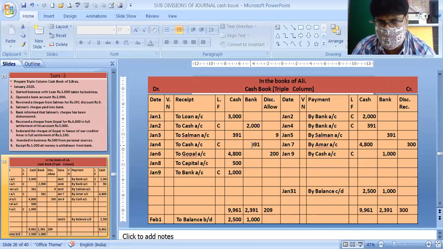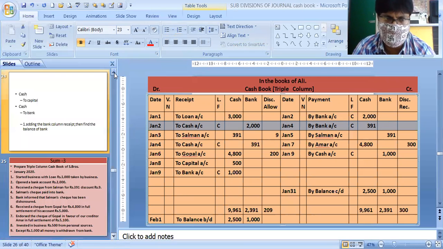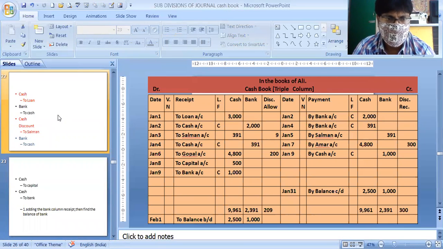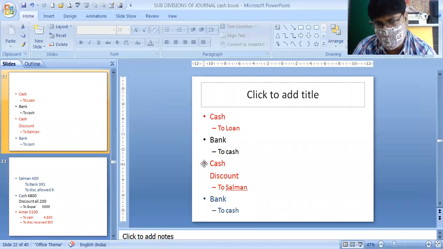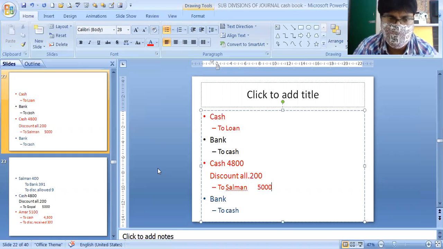When we are depositing his check, it means again, bank account debit to cash. We are depositing the check, but we will treat this check as cash, by bank and to cash. If you think with the journal entry preview, when we have received check from Salman, 4,800, we have received 4,800 check. We have allowed him discount 200, and Salman's account is credited with 5,000.